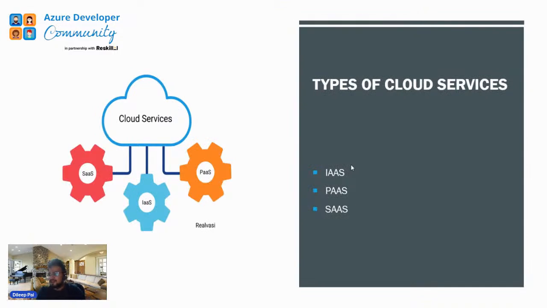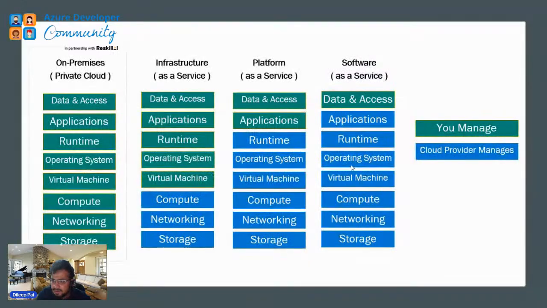So, types of cloud services: IaaS, PaaS, and SaaS. As I told you, on premises, you manage everything. In infrastructure as a service, only the computational things are managed by the cloud provider. In platform as a service, you only have your data and applications, and the rest is managed by the cloud provider. In software as a service, everything is managed by the provider, but you can access your data in it. I'm also waiting for any questions.